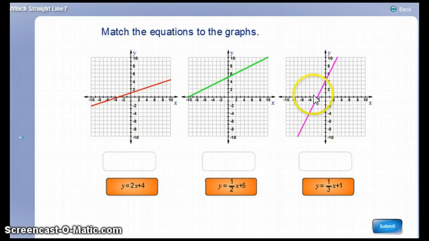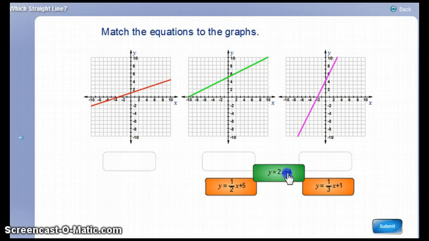Alright, well, let's have another go. So, all these lines are positive slopes, so we can't tell straight away which is which. Obviously, the steepest line must have the biggest gradient. Which line's the steepest? This purple line. Which number in front of x is the biggest? 1/3, 1/2, 2? Well, it's 2. This one has to go over here.